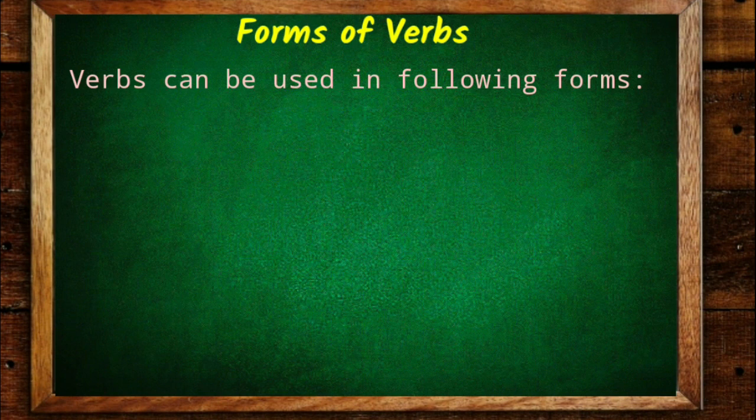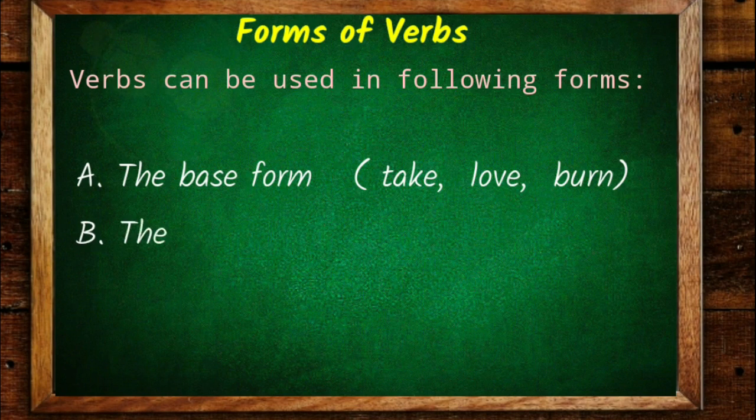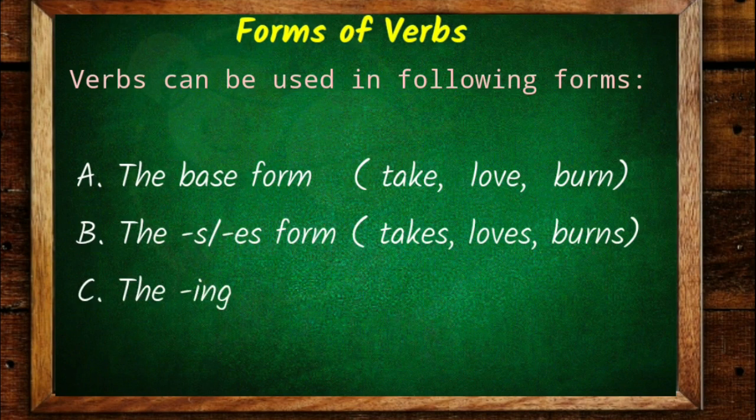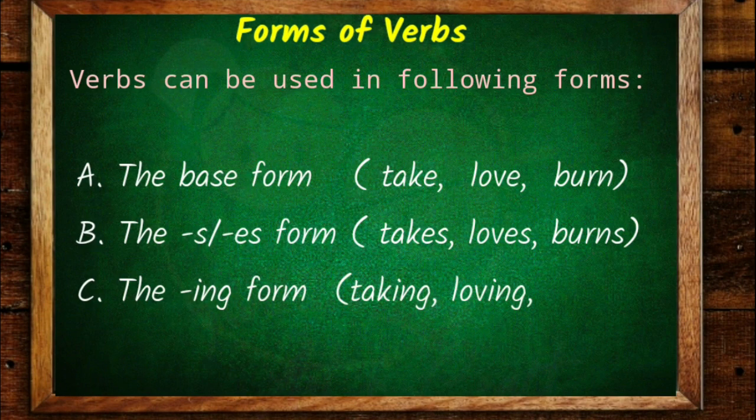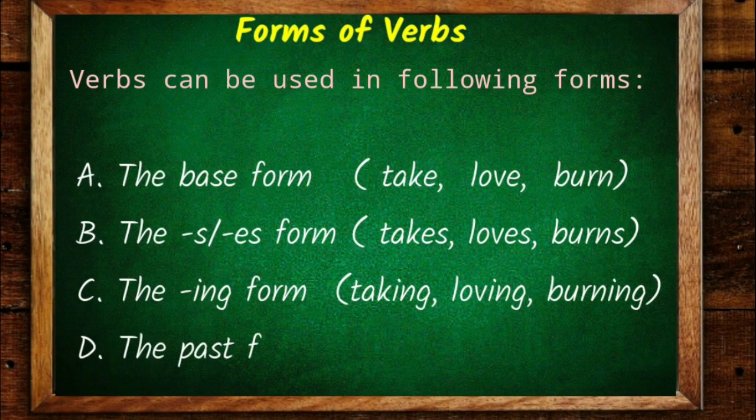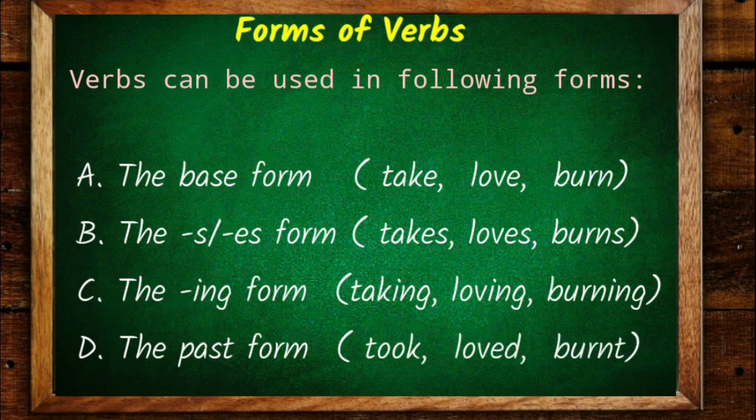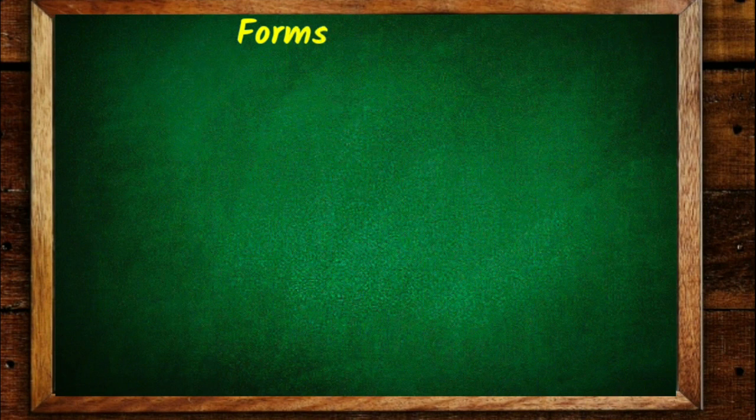Forms of verbs. Verbs can be used in the following forms: the base form: take, love, burn; the S or ES form: takes, loves, burns; the ing form: taking, loving, burning; and the past form: took, loved, burnt. Click in the description box for a detailed video on verbs.